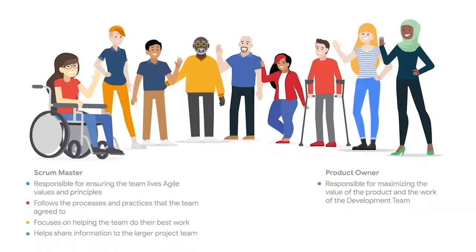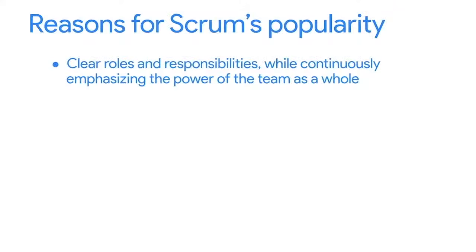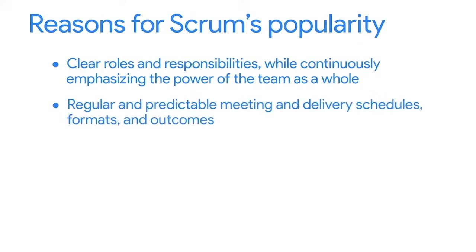The product owner owns the inventory of work and has the final say on how to prioritize the work. And the development team is responsible for how a team will deliver that product. Scrum is popular for many reasons. First, it has clear roles and responsibilities for the folks on the team, while continuously emphasizing the power of the team as a whole. Scrum has a very regular and predictable meeting and delivery schedule, with predefined agendas and outcomes for the meetings, making it easy to teach new team members.